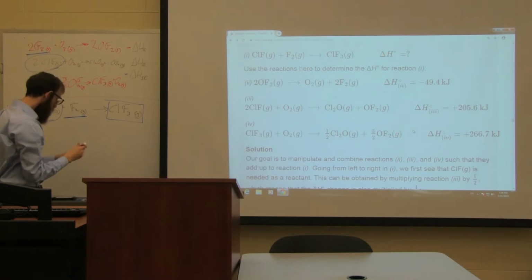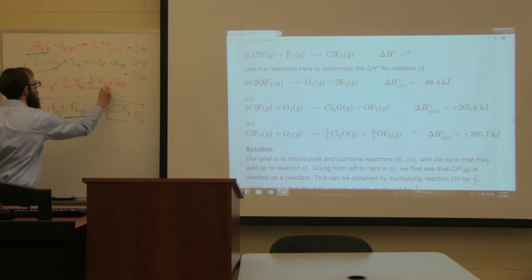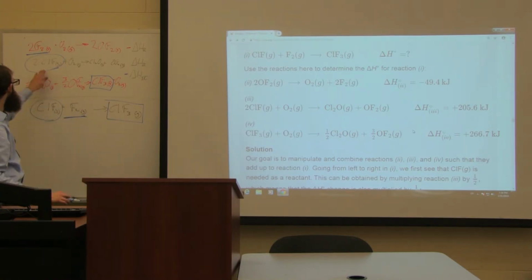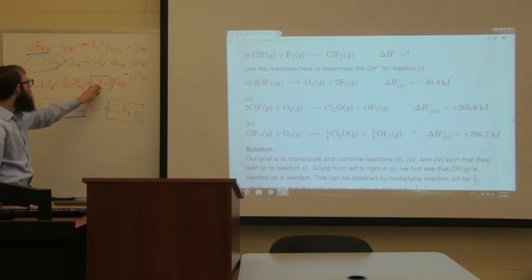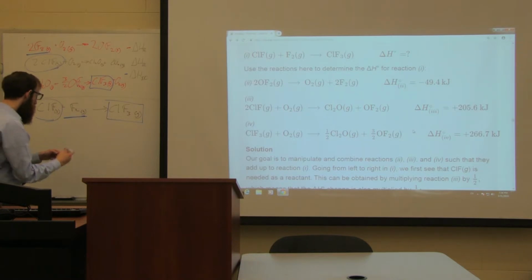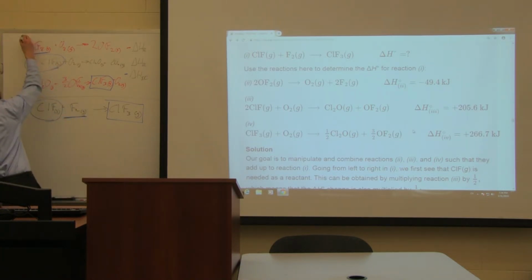Okay, and that was to make sure that we have ClF3 as a gas. That's good. Now we have this right here, and this here, yet we don't have our molar values correctly. So what can we do? We can multiply all of this by 1/2.